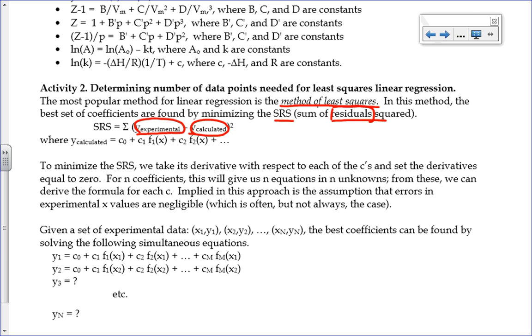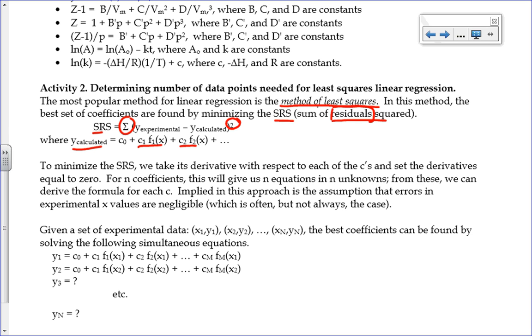So if you square all of those residuals, because some of those are going to be positive and some of those are going to be negative, what you want to do is minimize the squares of those to get the best fit. So you square each residual, take the sum, and like I said here, calculated y is just C0 plus C1 F1 plus C2 F2 and so on.